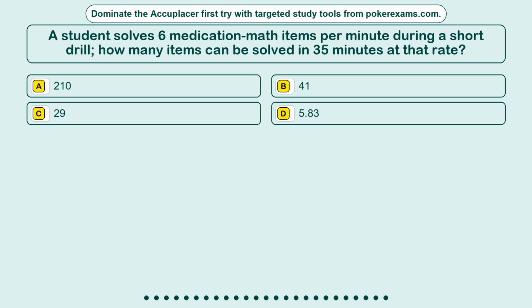Question 5. A student solves 6 medication math items per minute during a short drill. How many items can be solved in 35 minutes at that rate? Option A, 210. Option B, 41. Option C, 29. Option D, 5.83.